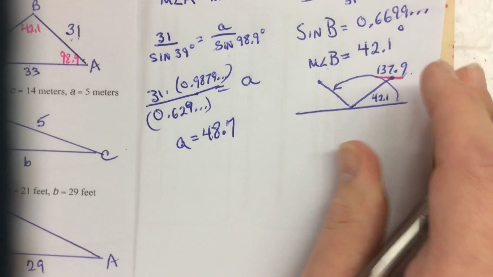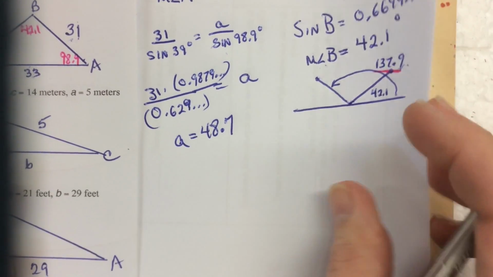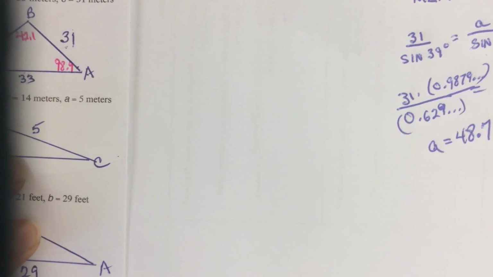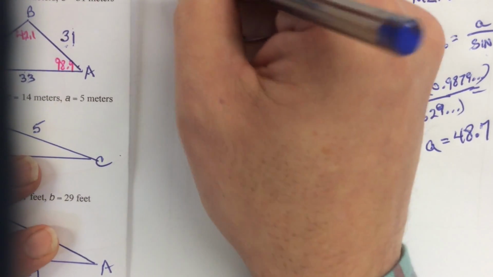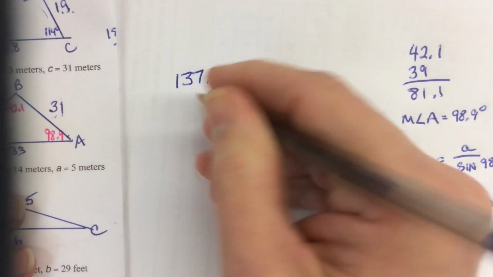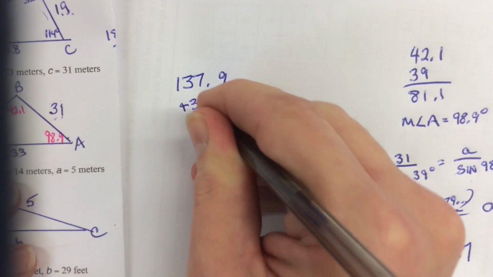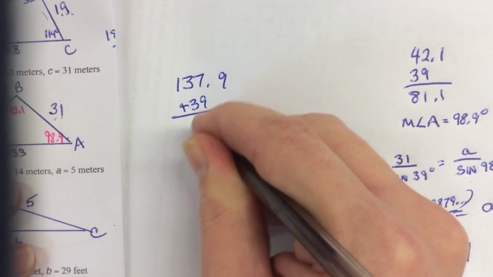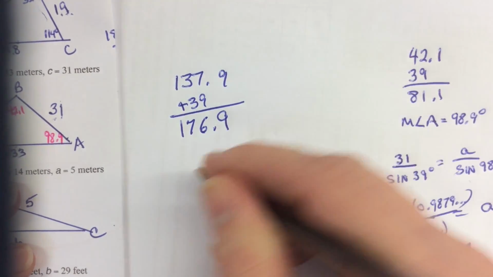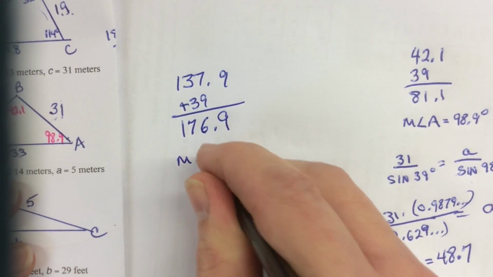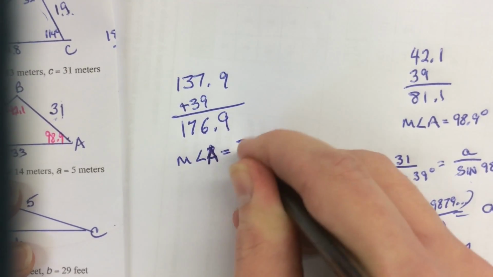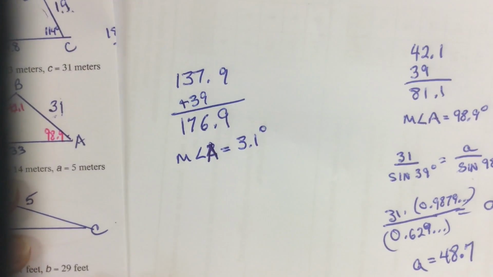Let's see what happens if we try the other angle, 137.9, and see what happens to our triangle. So if we have 137.9 plus 39 degrees, that's going to be 176.9. That means the measure of angle A is going to be a small one, the measure of angle A is equal to 3.1 degrees.